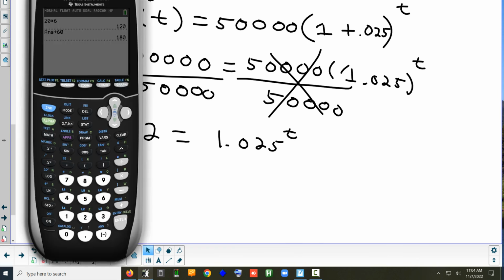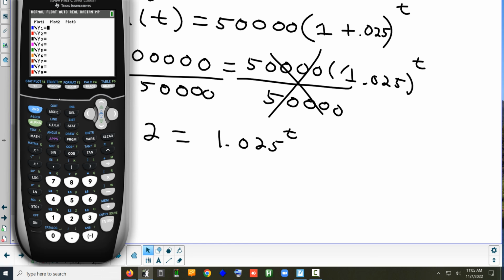What did we do from this step to finish solving for t? Plug one part of the equation in y1 and the other in y2. Okay, so 1.025, with the exponent. How about the window? What would be a good minimum for my time? 0. That's a good minimum.